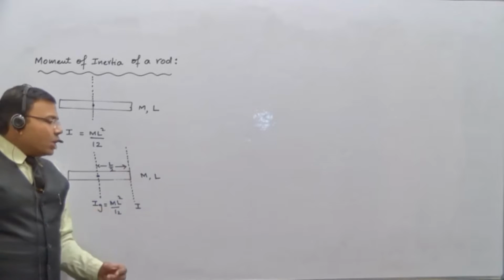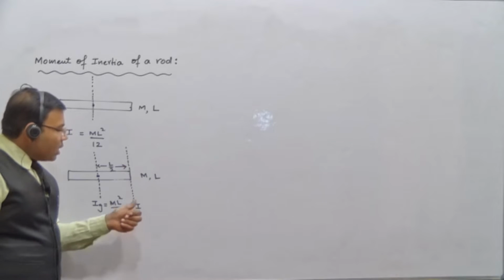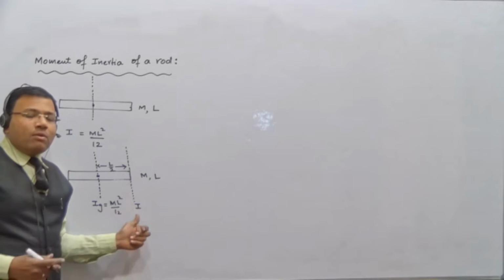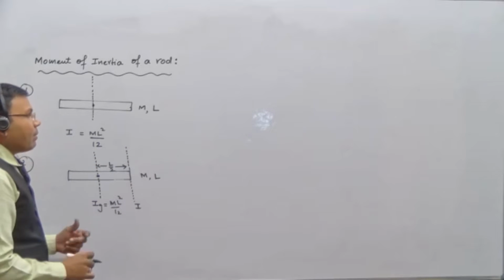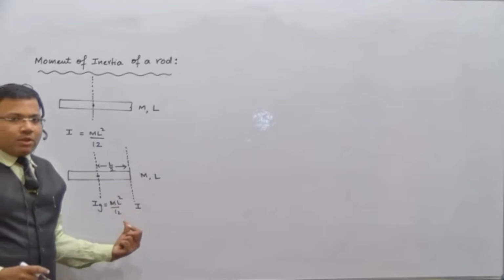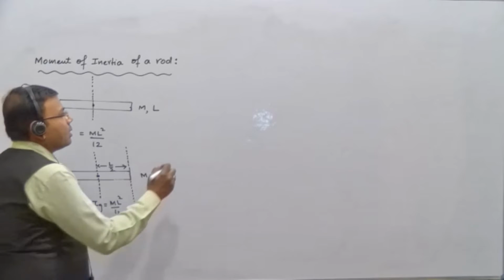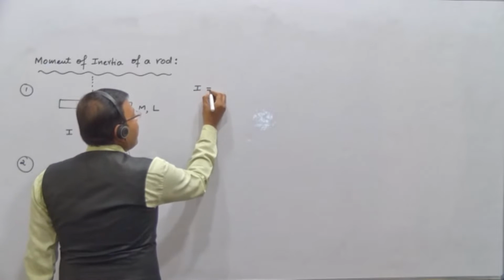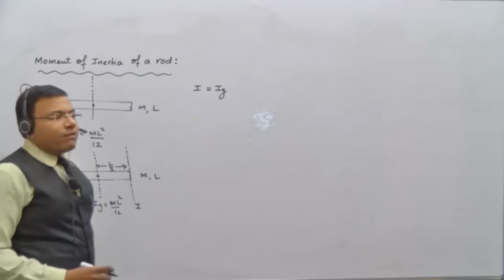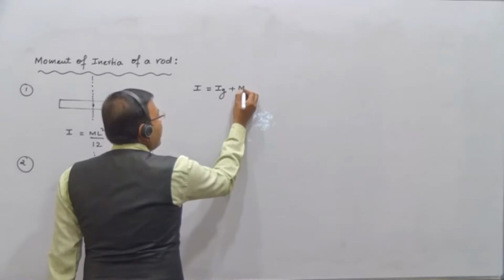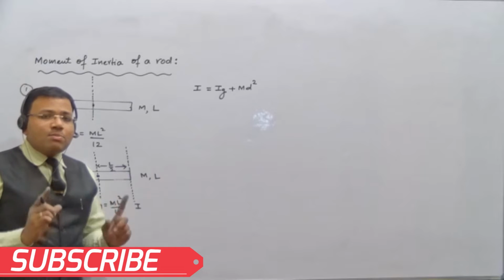Now students, by using the parallel axis theorem, we can find the moment of inertia about this axis. Why am I using only the parallel axis theorem, and why not the perpendicular one? You can see the two axes are parallel here. So I'm applying the parallel axis theorem. Let us see how to apply it. I equals Ig, that is the moment of inertia passing through the center of mass or the center of gravity, plus M into d square. Here M is the mass of the object and d is the distance between the two axes.